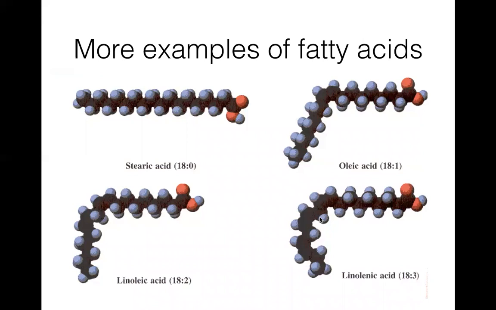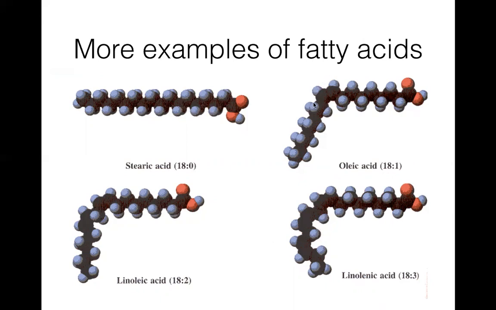So we have more examples of fatty acids here: stearic acid, oleic acid, linoleic acid, and linolenic acid. Now, all these four fatty acids contain 18 carbons. But the difference is that stearic acid is a saturated fatty acid. It doesn't have any double bond in its chain, and therefore the chain is very much straight.